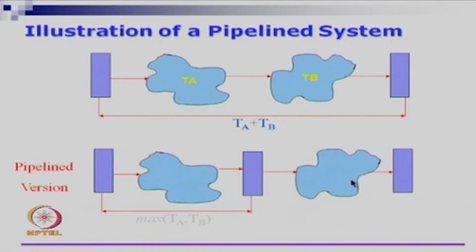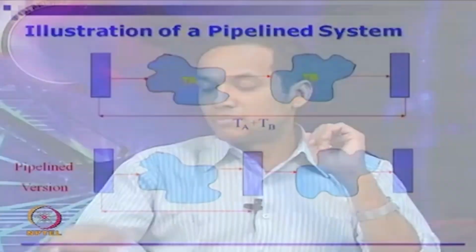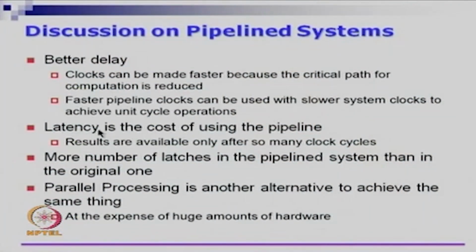If clock to Q and setup time are the same, then we are essentially looking at the rate at which this whole circuit can run is maximum of TA comma TB, not TA plus TB. This is the most important thing about pipelining. The moment you start putting pipeline registers in between, you are cutting down the combinational delay and enabling a faster clock. So, you get better delay, but at the cost of what is called latency. Latency is the cost with which you are using the pipeline.